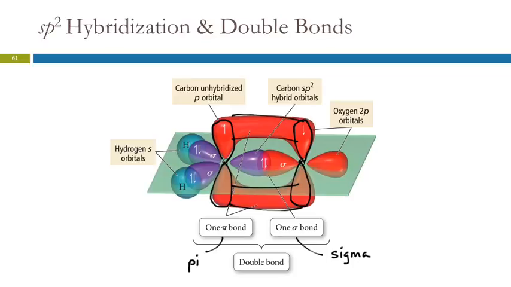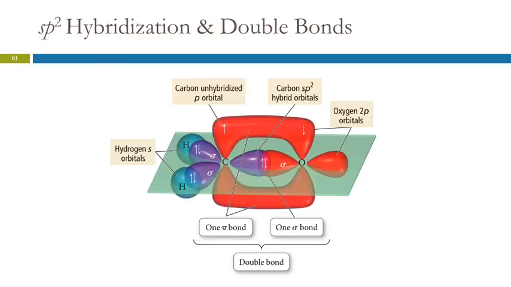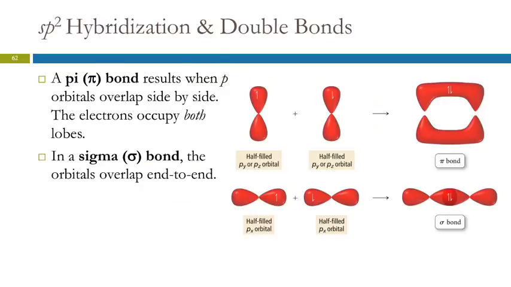It's pie season. Okay, let's talk more about that pi bond. The pi bond results when we have side-to-side overlap. And like I said before, the electrons occupy both lobes. So here is a half-filled p orbital on one atom, a half-filled p orbital on another atom. This electron occupies both sides, both lobes on that atom.